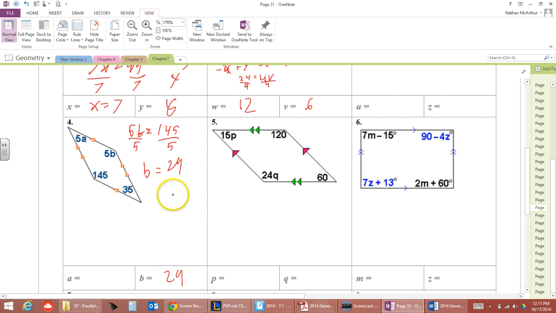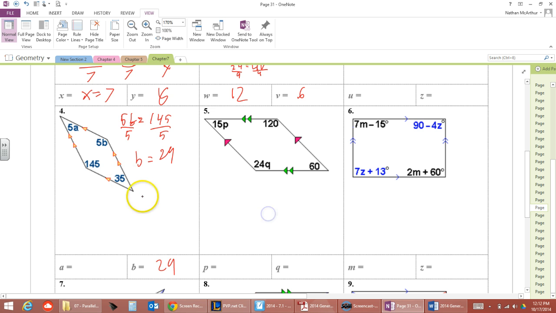Okay. And then I do the same thing here. I say 5a is equal to 35. Divide by 5, a equals 7. Alright. Again, same idea here. Opposite angles are congruent. So 4 and 5 should be done the exact same way. Set them equal to each other.